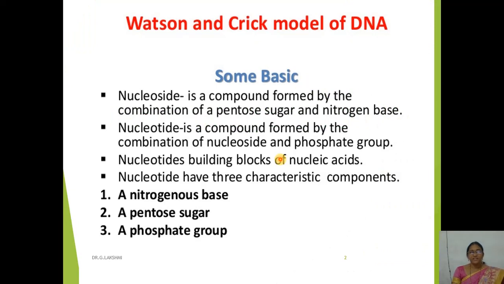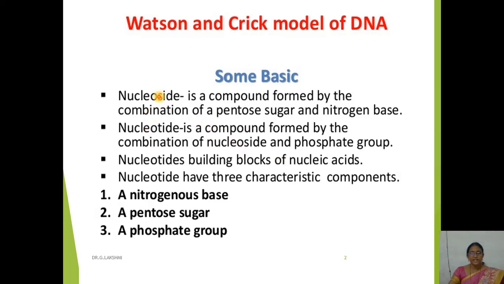In molecular biology, the first topic of the first unit is the Watson and Crick model of DNA. To understand the Watson and Crick model of DNA, we should get some basic information about the terminology. The two basic terms are nucleoside and nucleotide.